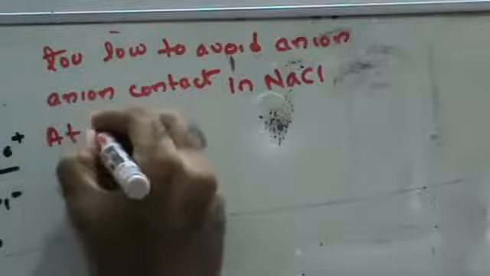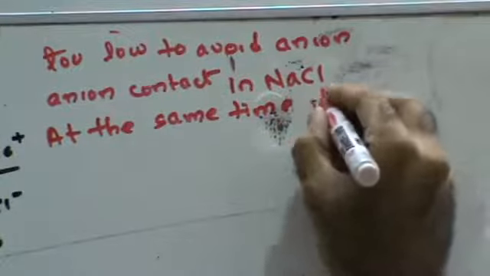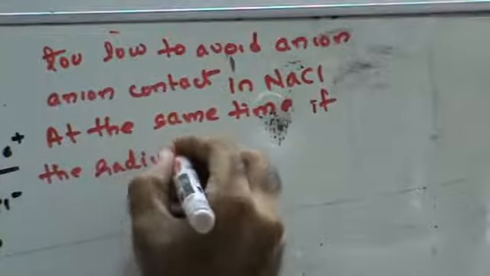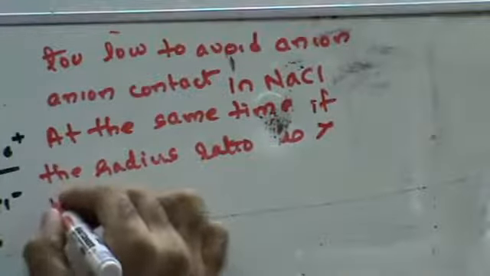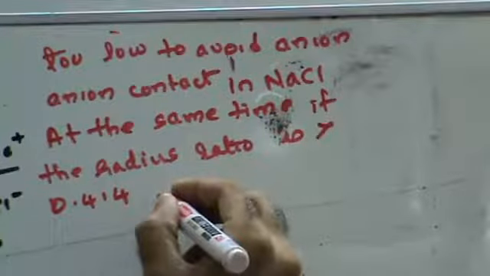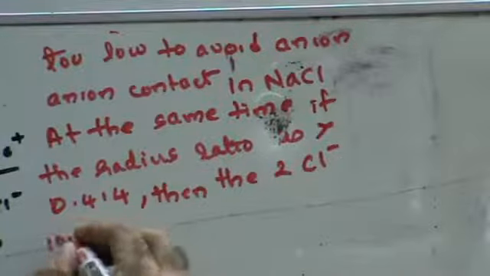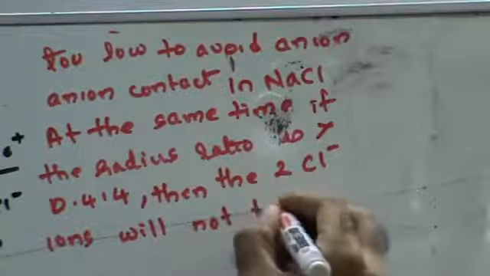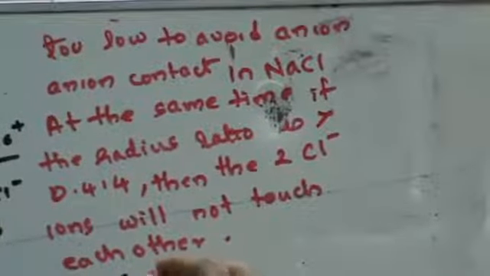At the same time, if the radius ratio is greater than 0.414, then the two chloride ions will not touch each other, right? Fine, do we get the same here? Next, let's see another sum, guys.